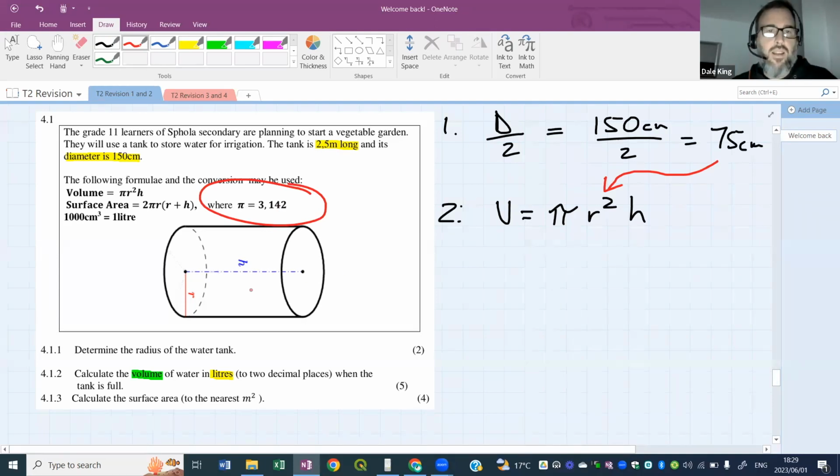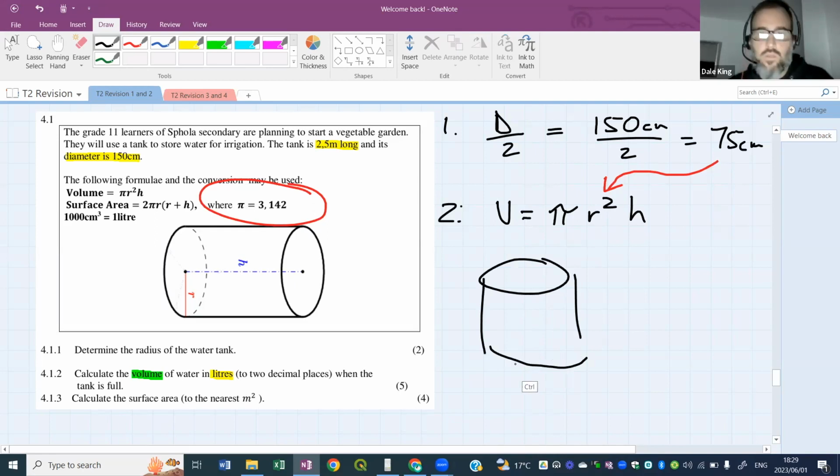Now this tank's lying on its side. And I love how they've displayed this, because often we are used to tanks being standing straight up like this. My drawing is very bad tonight. So often the tanks are standing straight up like this, and then when you are trying to find a height, you would say that this dimension on the side here is height. And there's a circle at the bottom and a circle at the top, and the radius is from the middle of the base out to the side. So that is our R.